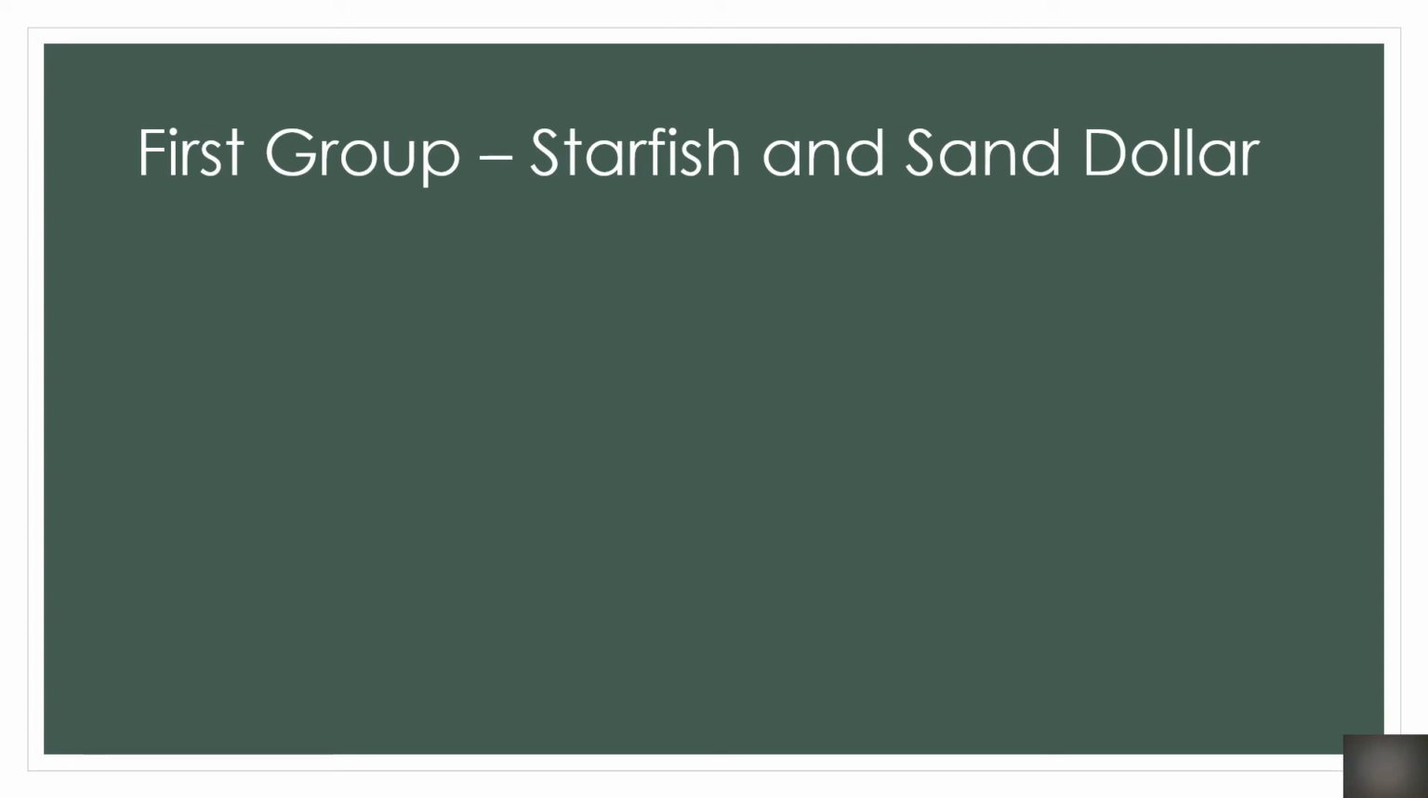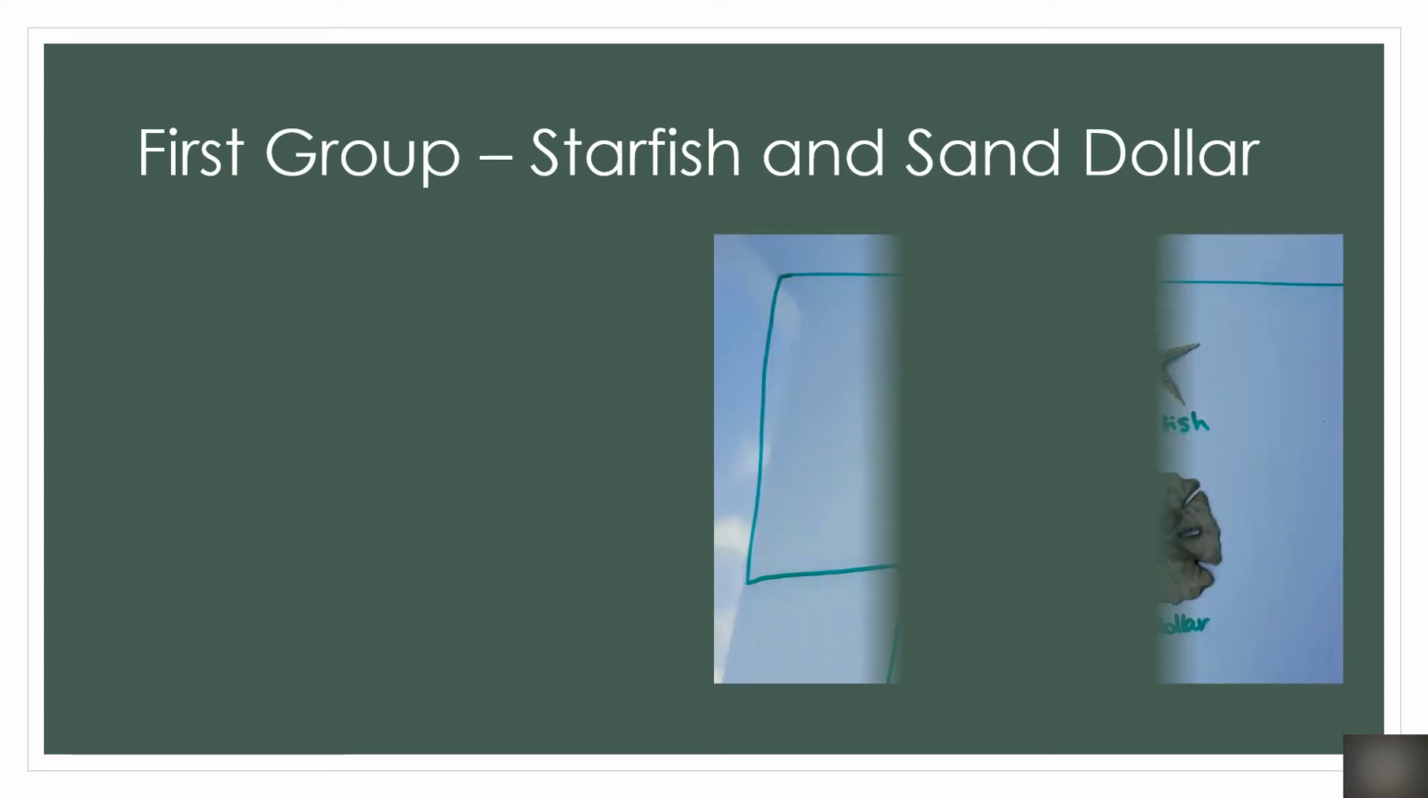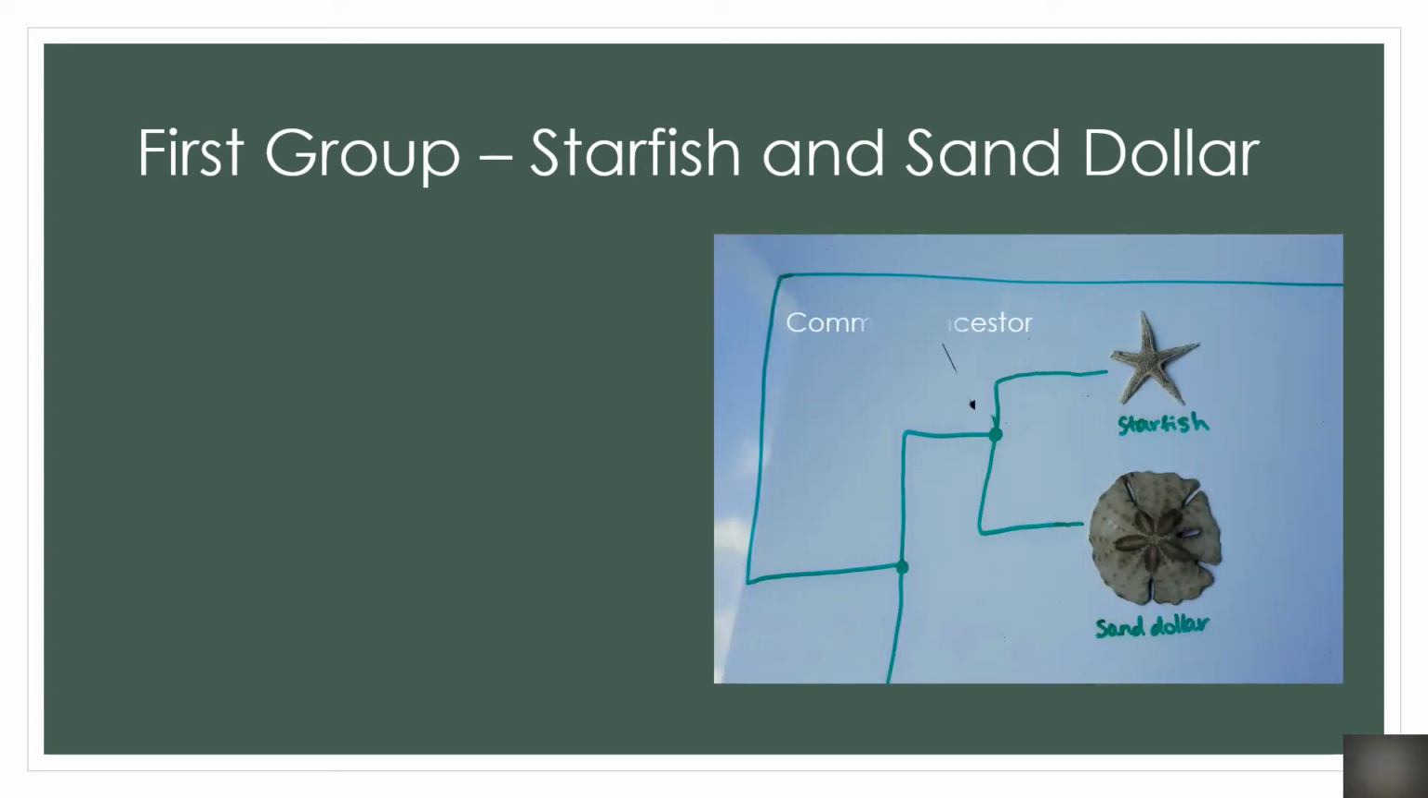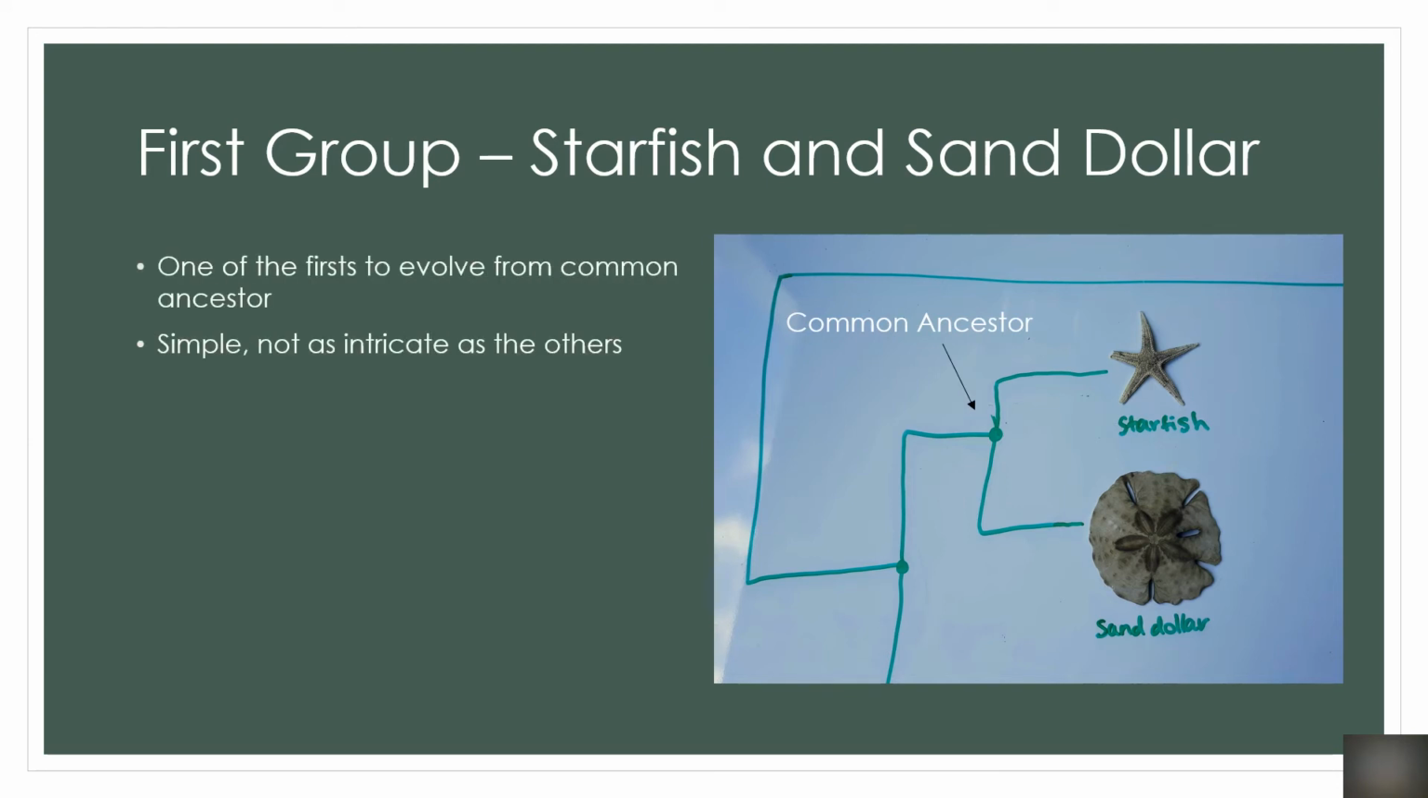The first group I want to talk about is the group containing the starfish and the sand dollar. This group has a recent common ancestor that is illustrated in the picture. This group is also simple and not as intricate as the other ones.